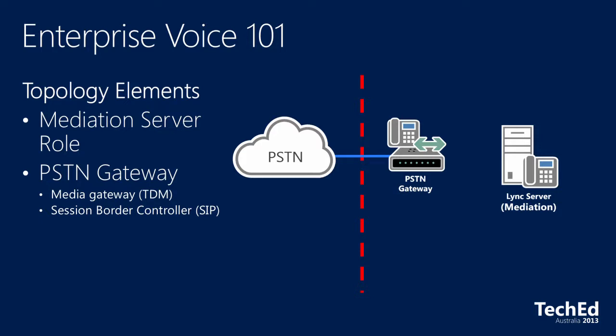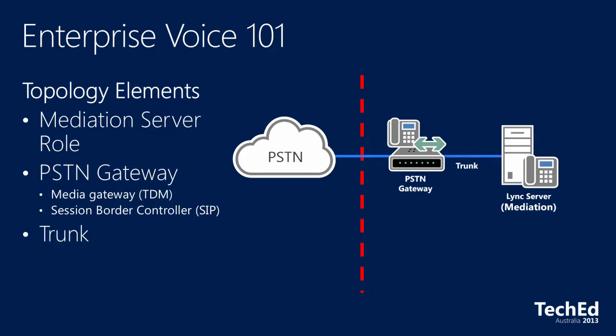It could be a session border controller, which is something that talks SIP on both sides, but it mediates different sides of the SIP communication. Or it could even be another IP PBX, so it could be a Cisco call manager or something that from a Lync point of view, we treat that as a gateway. That's where we're sending our phone calls to.